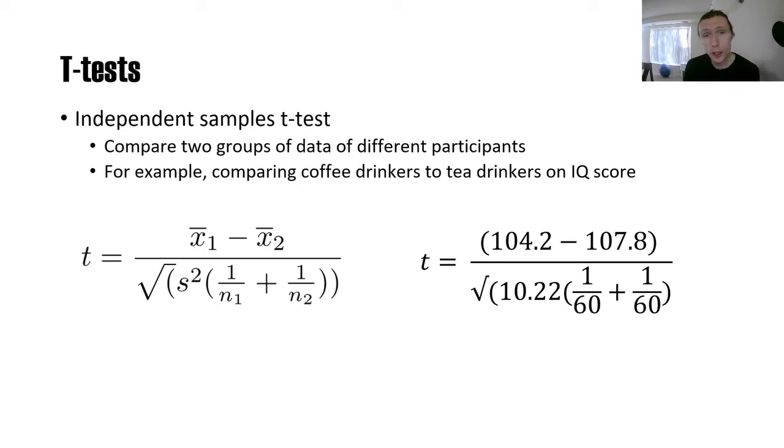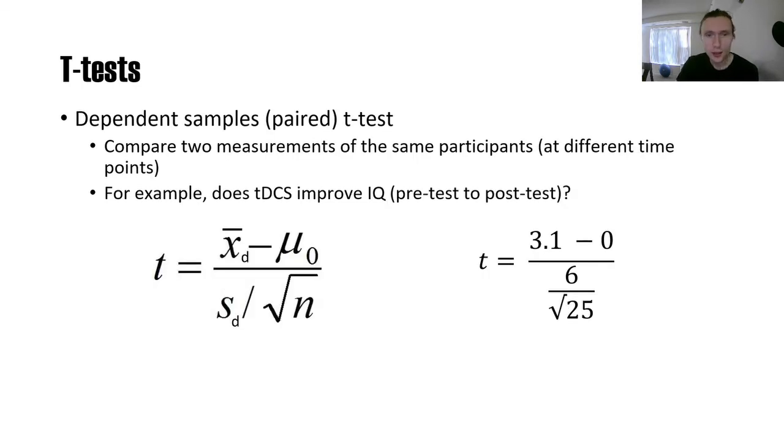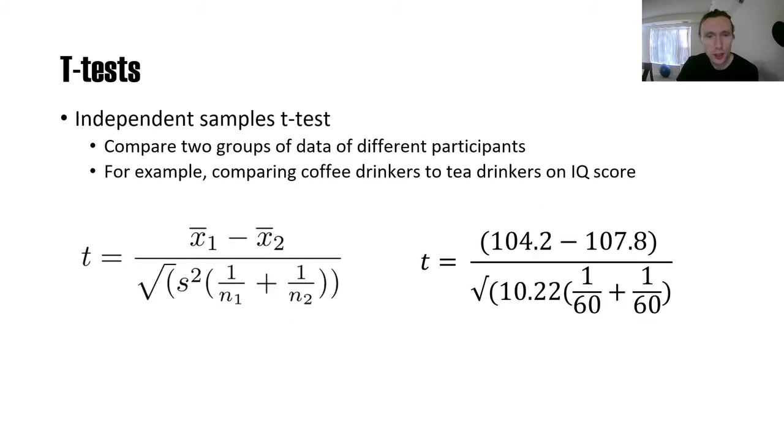Now, with the independent samples t-test, we're comparing two groups of different participants with each other. That could, for example, be coffee drinkers versus tea drinkers on an IQ score. When you look at the formula for this t-score, it may look a little bit different than the last one. It looks a little bit more complex, but actually it's not that much different, because rather than having just one mean score that we compare to the standard error of the mean, we here have two mean scores that we have to subtract from each other.